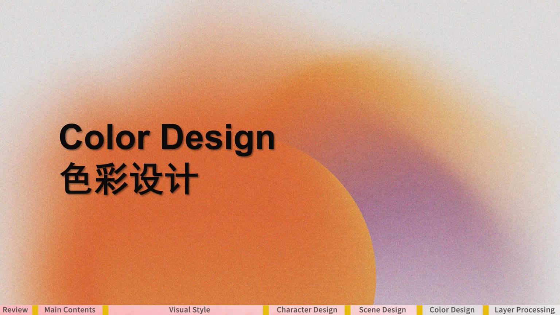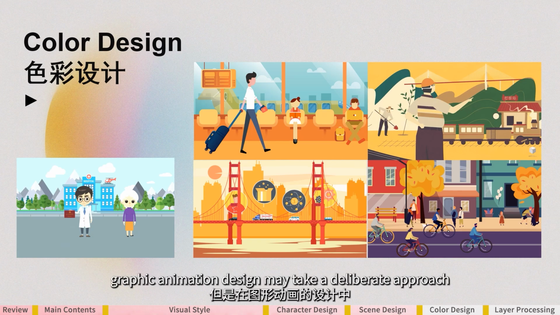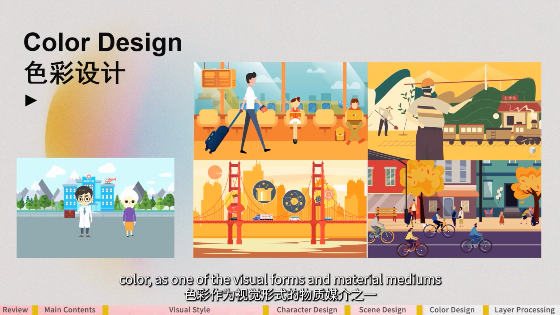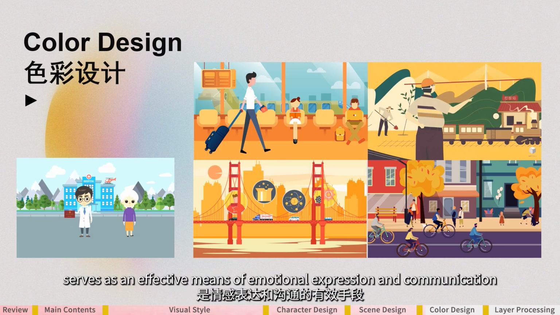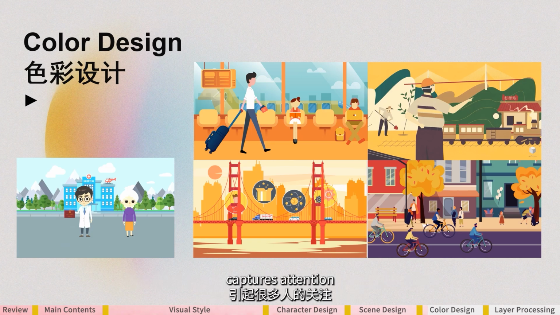Color design. In the vast array of colors found in the world, graphic animation design may take a deliberate approach. If every element adheres to natural color, the final result may not be vibrant, but rather dull. Besides, color, as one of the visual forms and material mediums, serves as an effective means of emotional expression and communication. Graphic animation, with its unique presentation style, captures attention not only through distinctive structural forms and concise graphic language, but also through the composition of colors.